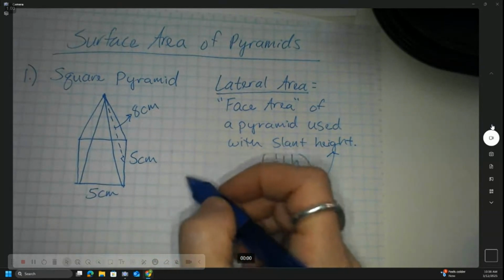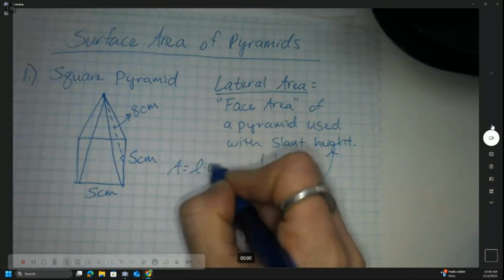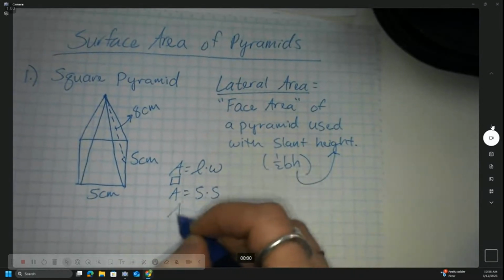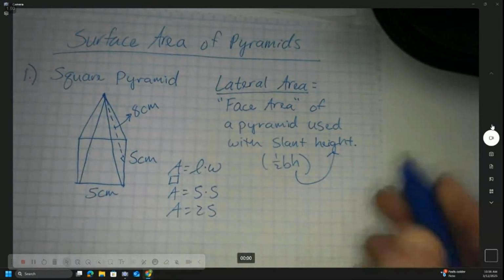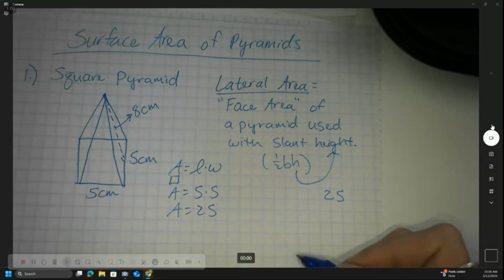So let's go ahead and solve for the area of just the base first. We know we have to use length times width because it's a square. So that's 5 times 5, which is 25. Let's set that aside, 25. We're going to have to add it to all the faces later.